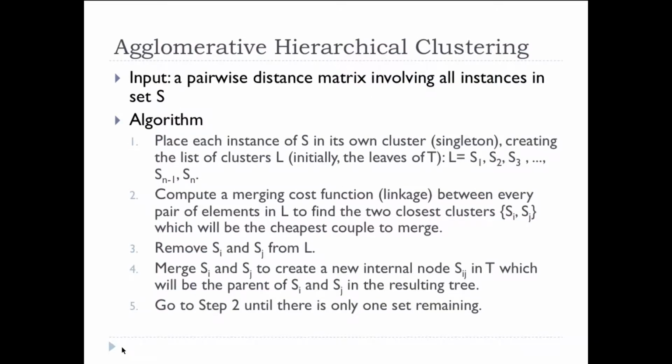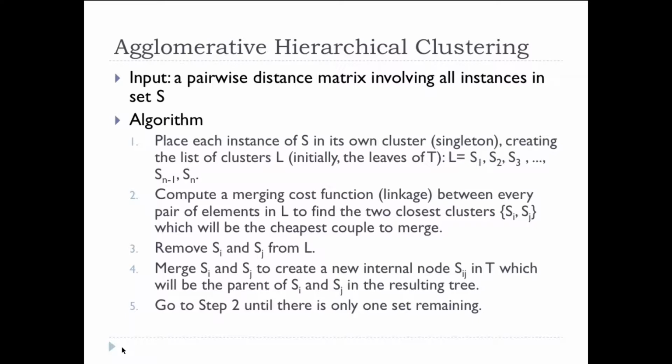So the algorithm is described here in sort of high-level terminology, I guess. The input is this pairwise distance matrix that we were talking about. Again, the distance matrix, the distance metric we'll go into. But that's the input to the clustering algorithm. Then we place each instance into its own cluster, and we create the list of clusters, which initially starts with everybody being in its own cluster.